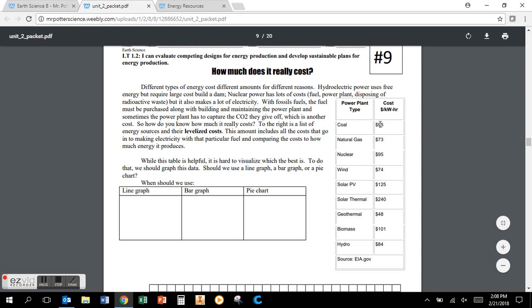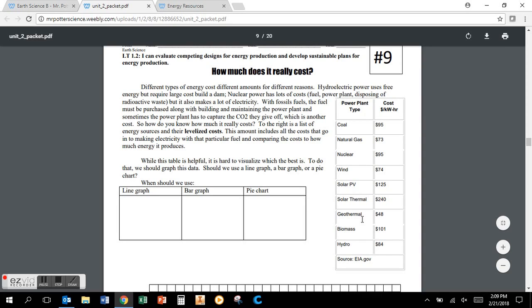We can see that coal costs $95 per kilowatt hour. Natural gas is only $73 per kilowatt hour, so natural gas is cheaper than coal. Nuclear is about the same as coal. Wind in windy places can be cheaper than both of those. Then we can go down the list and see the rest. We see that solar is pretty expensive. Geothermal is really cheap.